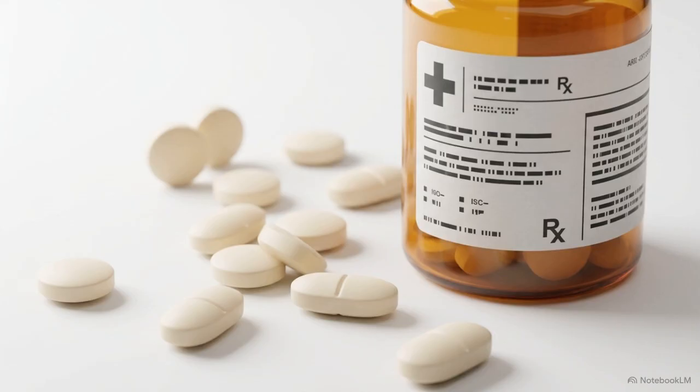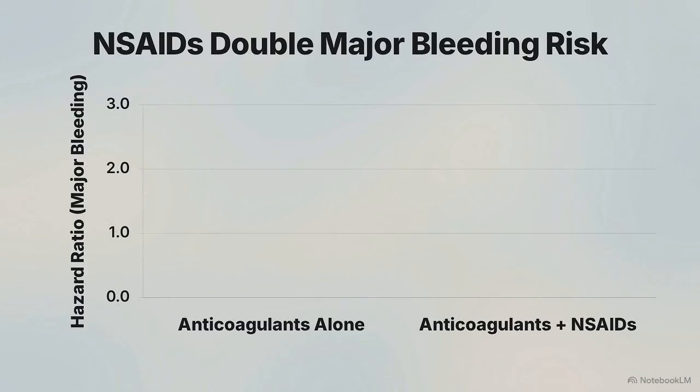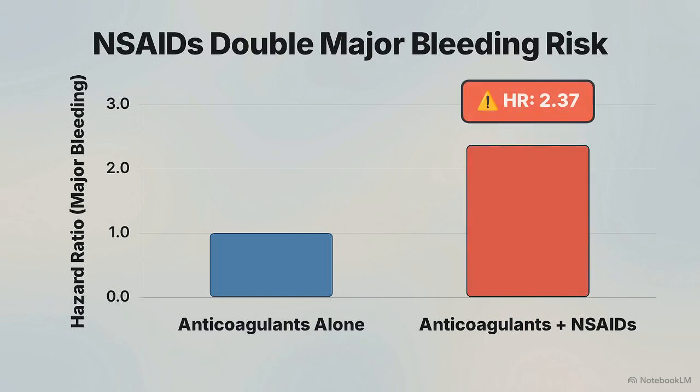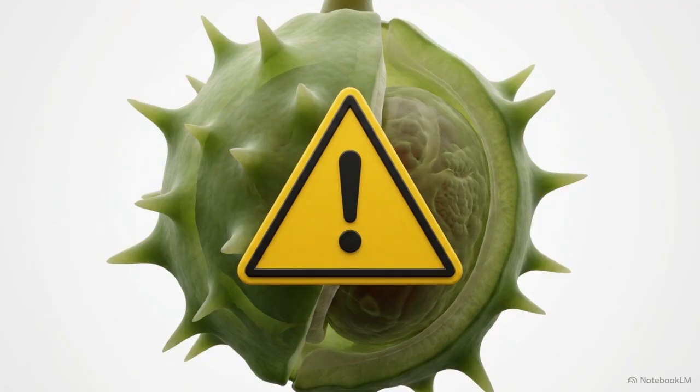Pharmacological management is complicated by the fact that nearly all post-DVT patients are already on long-term anticoagulation. The most significant pharmacological threat in this population is the use of nonsteroidal anti-inflammatory drugs. Co-administering NSAIDs with anticoagulants results in a hazard ratio of 2.37 for major bleeding and does nothing to prevent further VTE events. We must also exercise caution with alternative supplements, particularly horse chestnut seed extract.